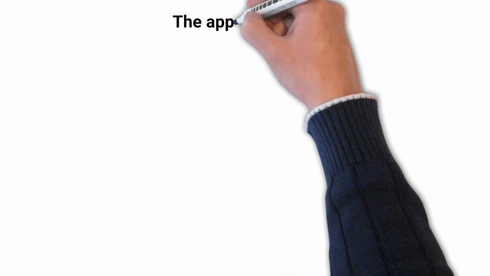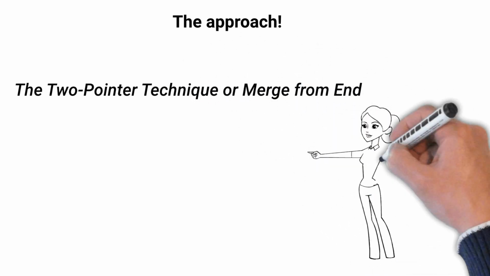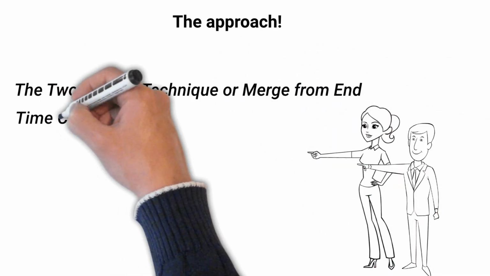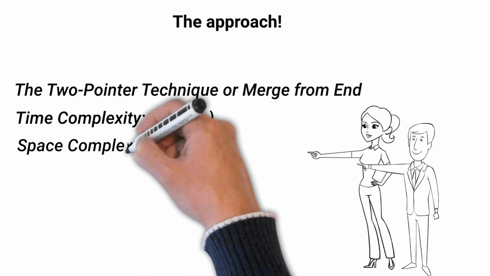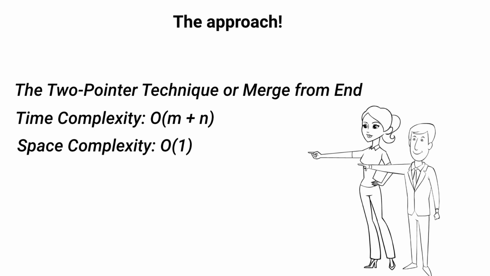The approach that we're going to be taking is the two-pointer technique, or merge from end. Here are our 2 pointers. And this approach is going to have a time complexity of O of m plus n and a space complexity of O of 1, and it's the optimal approach to this problem.